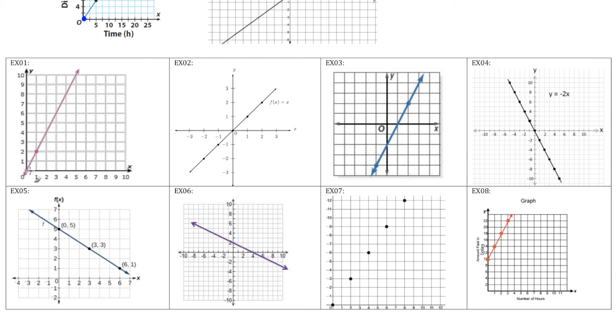So let's look for the 0, 0. This is 0, 0. This is 0, 0. This one does not, so this one is not proportional. This one is 0, 0. This one does not have it, so not proportional. This one is not proportional. And this one's good. This one is not.